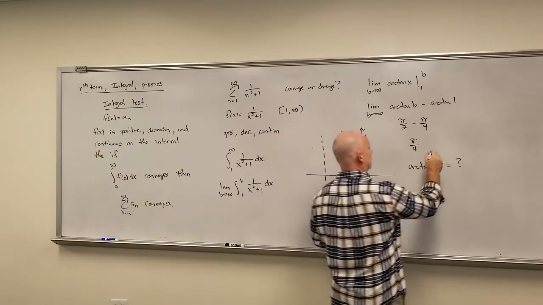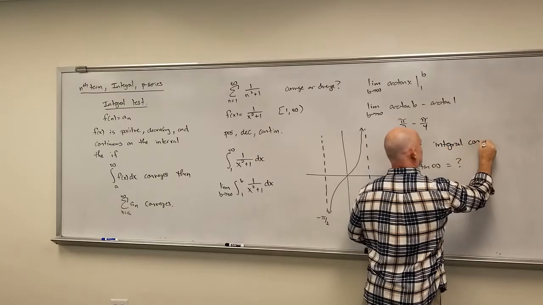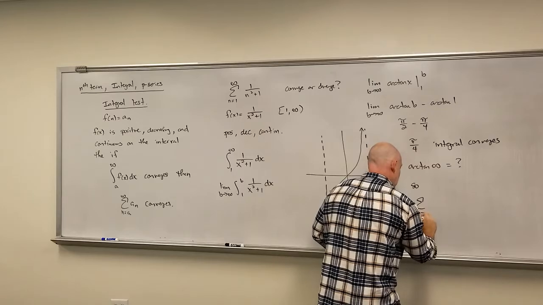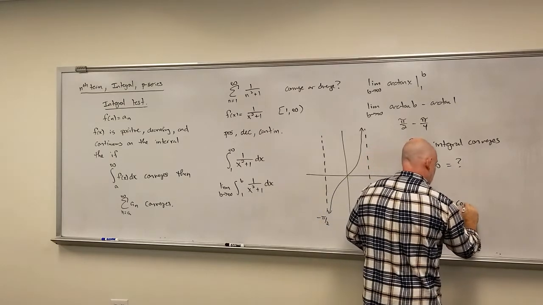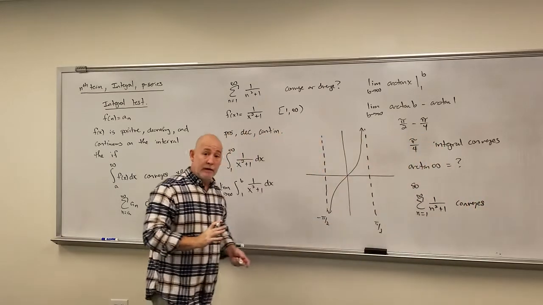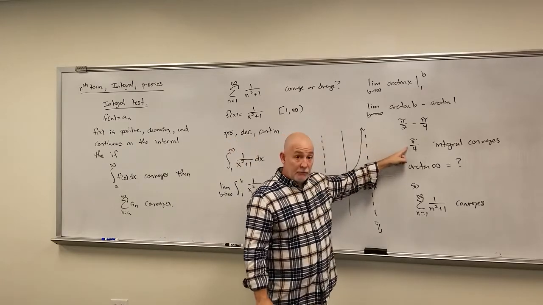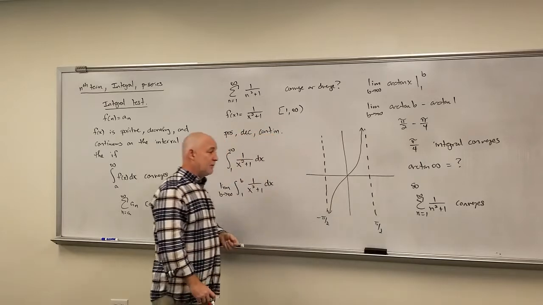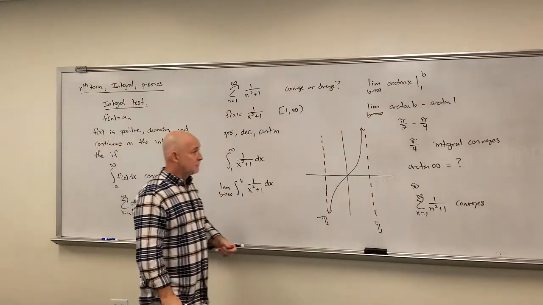So the sum n equals 1 to infinity, 1 over n squared plus 1 converges. Now, don't make this mistake. Just because the integral added up to pi over 4 does not mean that this summation necessarily adds up to pi over 4. All we can say is that it actually does converge.